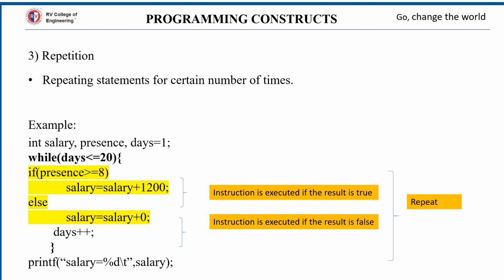So how will I do that? I will make use of a looping construct here. The looping construct which I have used here is while. For this I will have a test expression: days is less than or equal to 20. If it is so, then I will compute his salary. This goes on until the number of days becomes greater than 20. So inside a while loop I have a test condition, and I have an if statement.